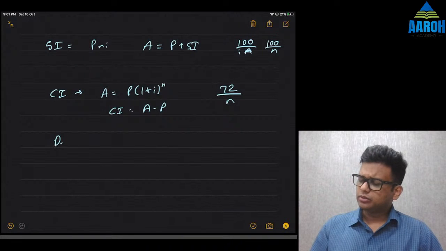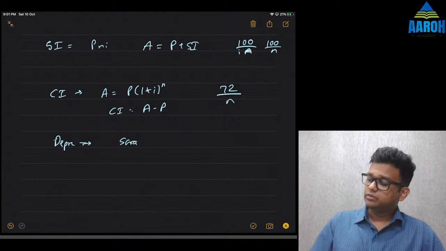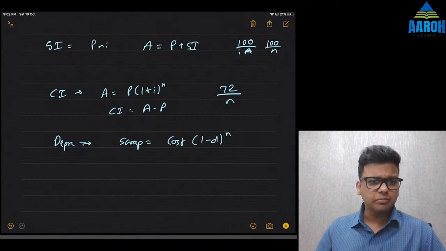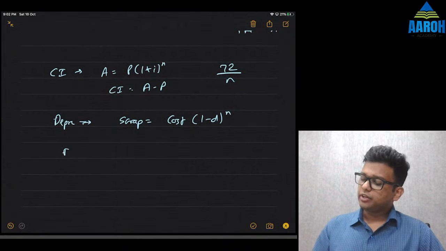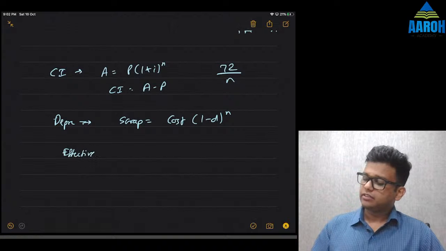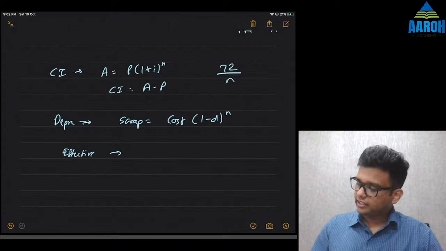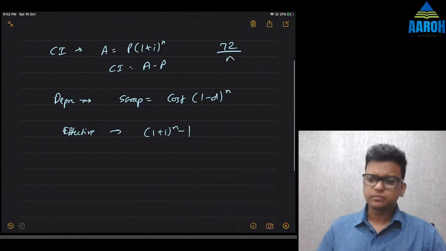Then we saw depreciation also in between. Depreciation formula is scrap value is equal to cost into (1 minus d) raised to n. Exactly the same as compound interest, nothing else, just opposite. Then we saw effective rate of interest. Effective rate of interest is the simple interest rate corresponding to the compound interest rate, which is (1 plus I) raised to n minus 1 for 1 year.